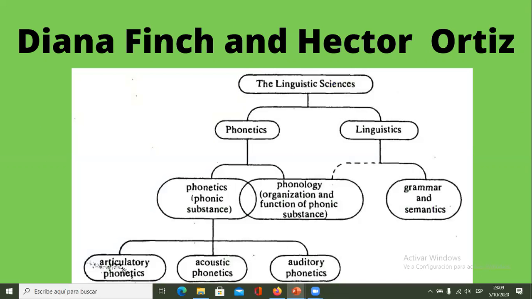And we have linguistics as a science. Phonetics, in the phonic substance, is divided in three ways: articulatory phonetics, acoustic phonetics, and auditory phonetics. And also linguistics includes phonology, grammar, and semantics.